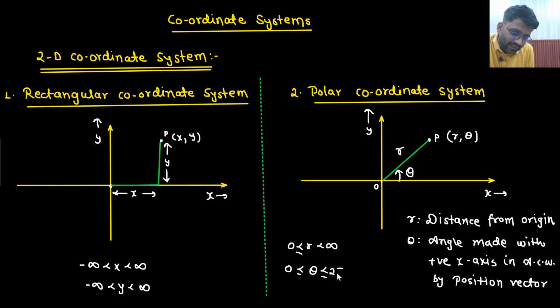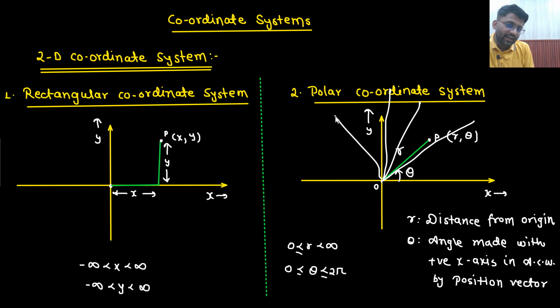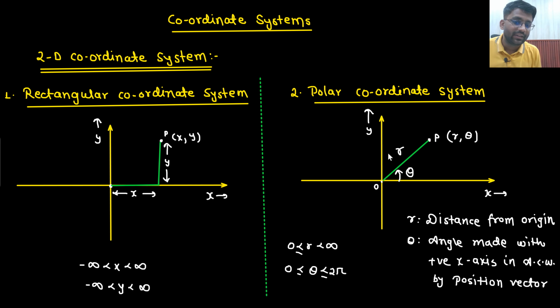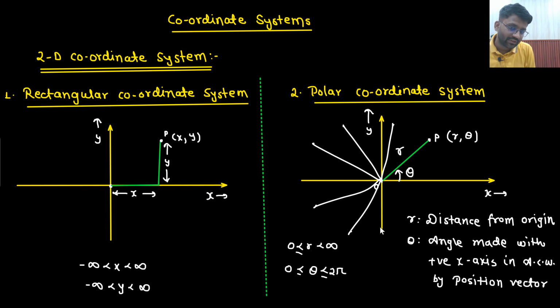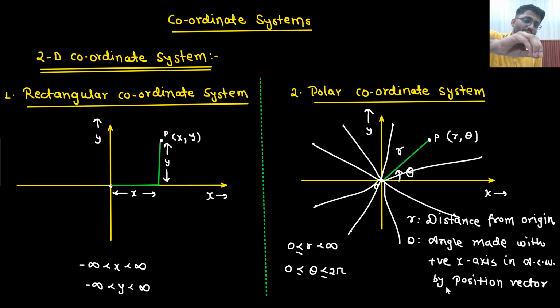If this is the scenario, then we will cover the whole coordinate system. Just think about it. r is going from 0 to infinity, because r is not having any direction. What is r? r is the distance from origin. It can be in any direction, going from 0 to infinity.